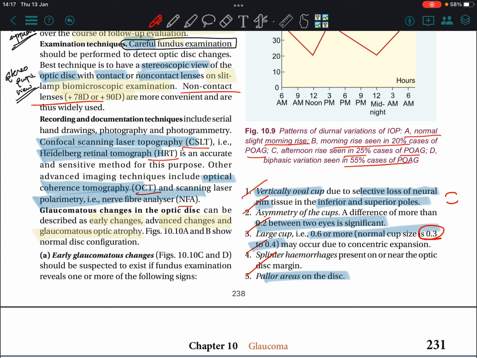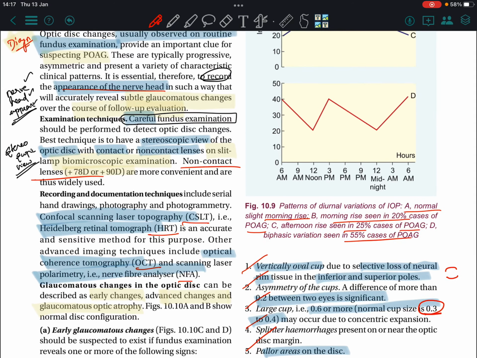Splinter hemorrhages present on or near the optic disc margin. Pallor regions on the disc.